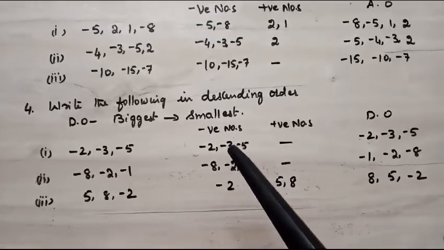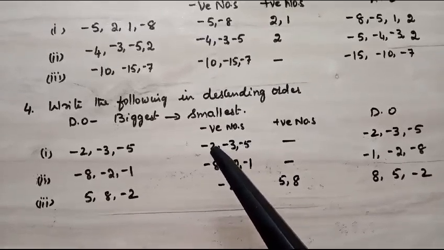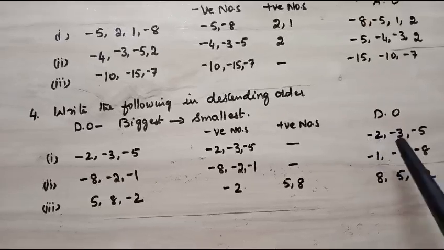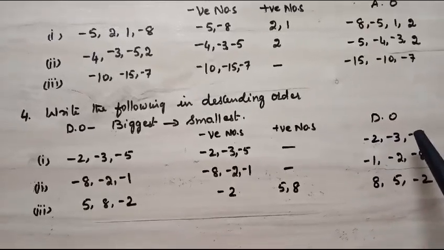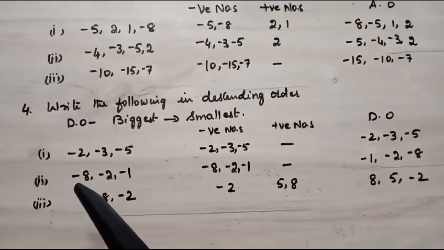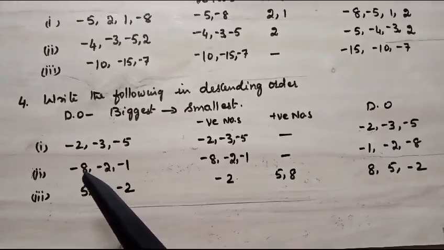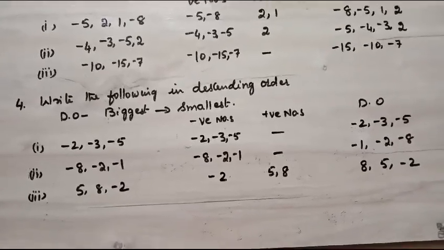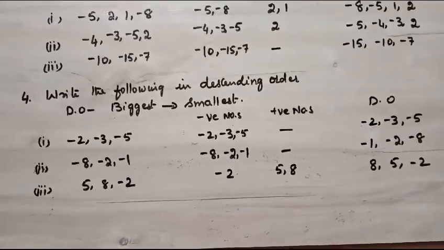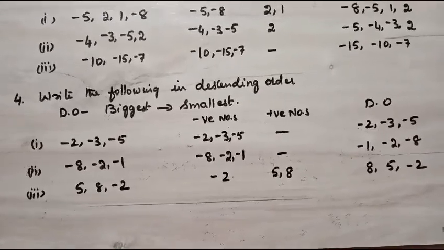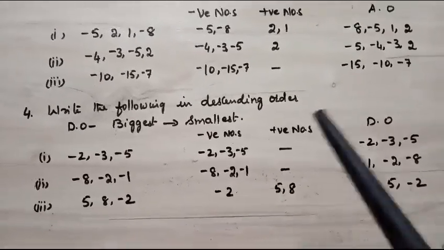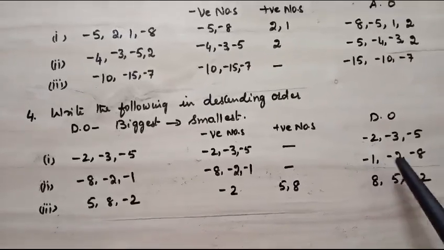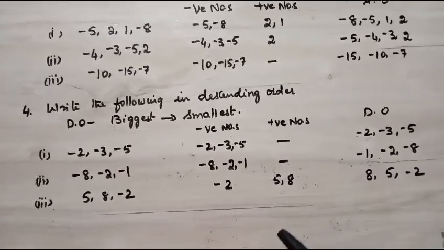So in negatives, which is the biggest one? The one which is nearer to 0, that is -2, then -3, then -5. Now the second one, here also only negative values they have given, -8, -2, -1. So all are negative values, there are no positive values. So among the negative values we need to find out which is biggest, which is smallest. The one which is nearest to 0 is -1. So this is the biggest one. Next comes -2, next comes -8.